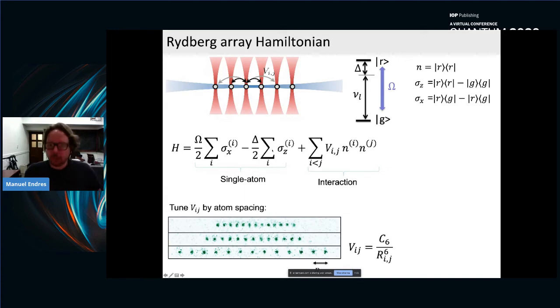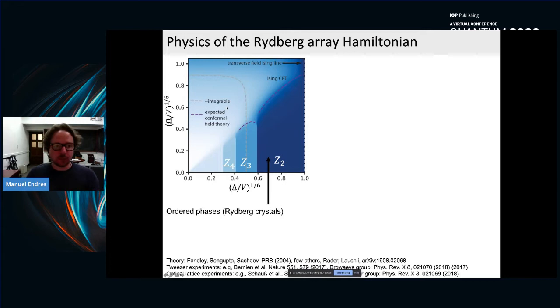Okay, now the physics of this Hamiltonian, so it's a spin model essentially, is quite rich. So here I showed a phase diagram, or some approximate phase diagram, for the ground states in a 1D equally spaced array.